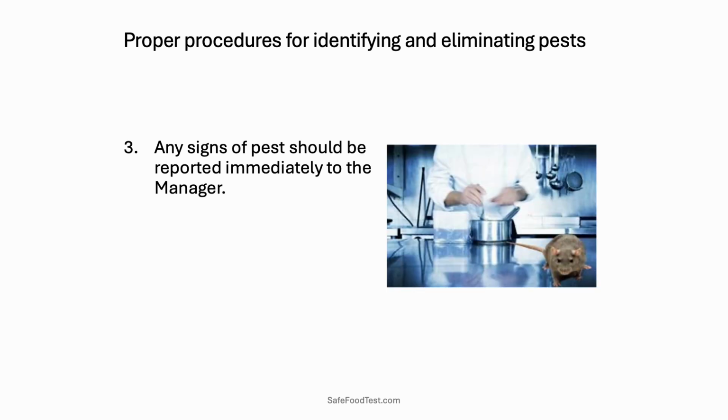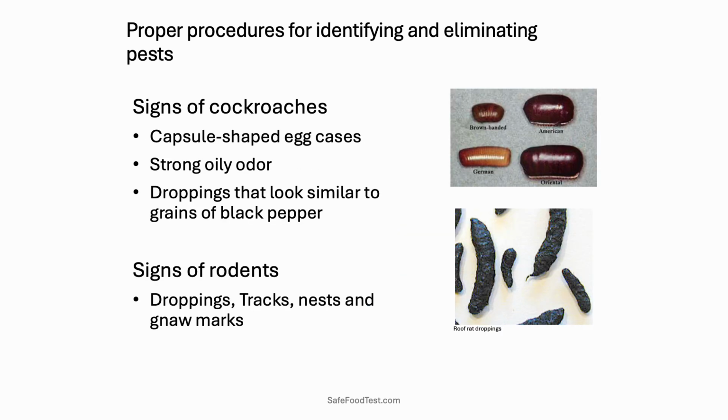Step 3. Any signs of pests should be reported immediately to the manager. Signs of cockroaches include capsule-shaped egg cases, strong oily odor, droppings that look similar to grains of black pepper. Signs of rodents include droppings, tracks, nests, and gnaw marks.